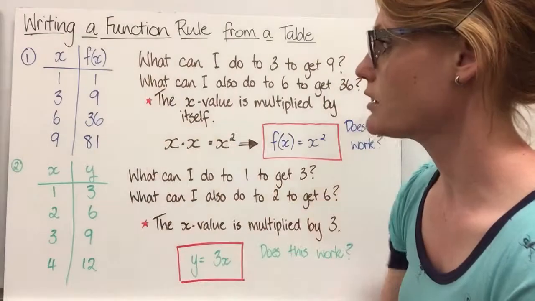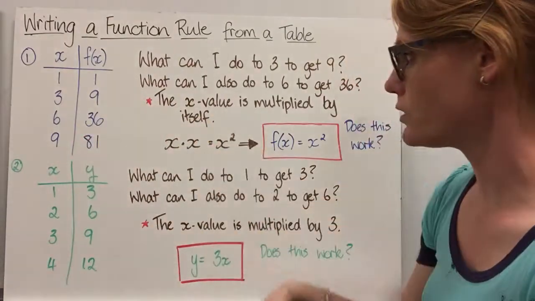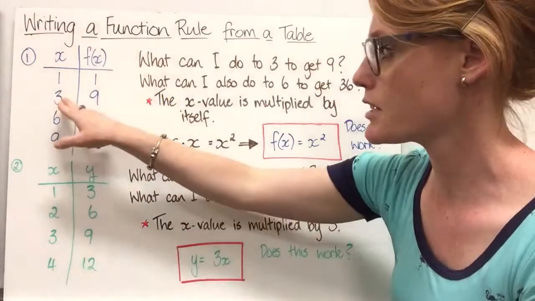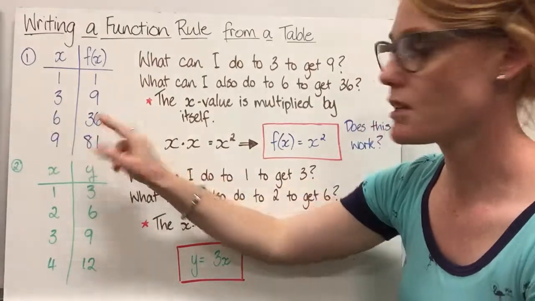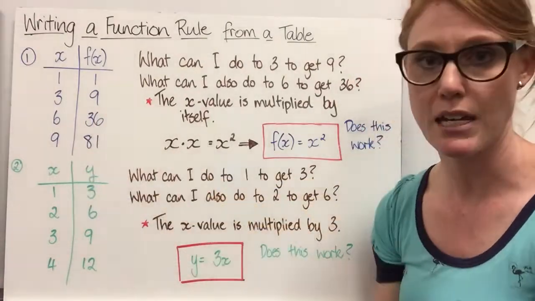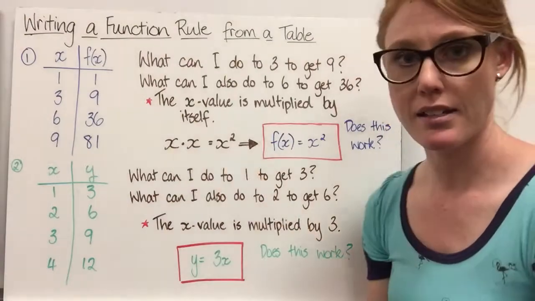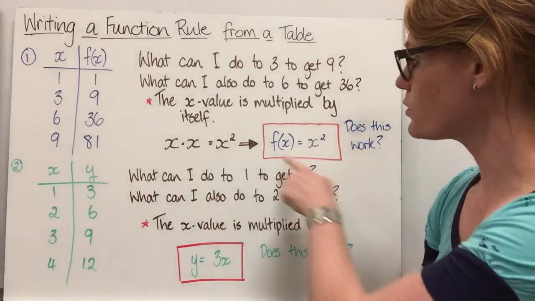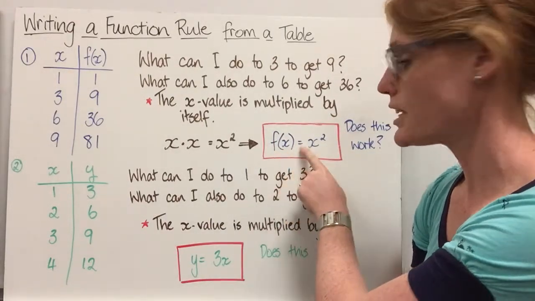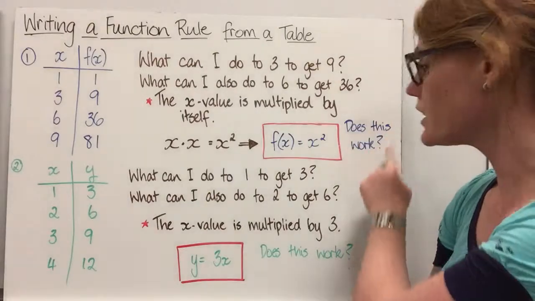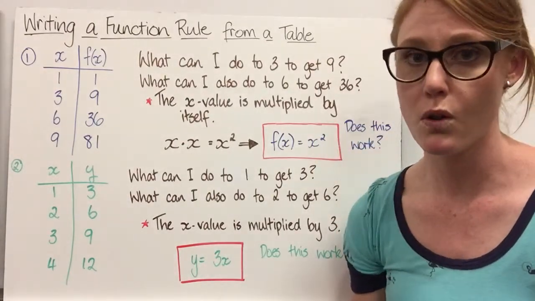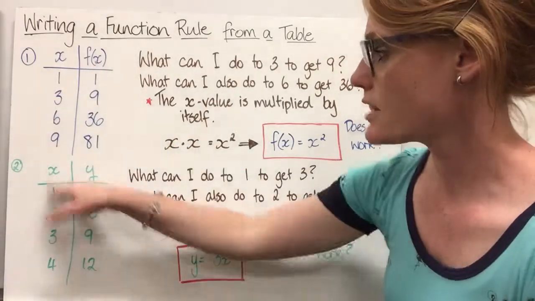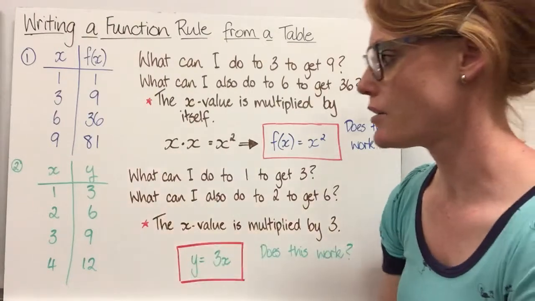So what I should start to recognize is that the x value is actually being multiplied by itself. 1 times 1 equals 1, 3 times 3 equals 9, 6 times 6 equals 36, 9 times 9 equals 81. So x times x is the function rule. We can also write that as x squared. And the function rule is written as f of x equals x squared. And it's really important to check that this works for all of the data points in your table, which we just did.